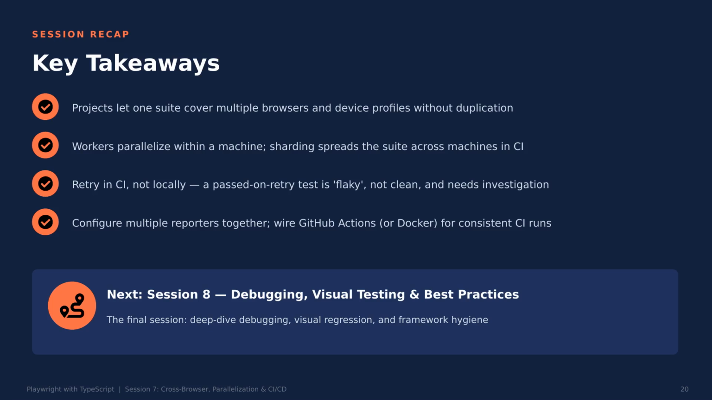Let's recap. 4 things. Projects let one single suite cover multiple browsers and device profiles without any duplication. Workers parallelize within a machine. Sharding spreads your suite across multiple machines, specifically in CI. Retry in CI, not locally. A test that passes on retry is genuinely flaky, not clean, and it deserves real investigation. And configure multiple reporters together and wire up GitHub Actions or Docker for consistent, repeatable CI runs.